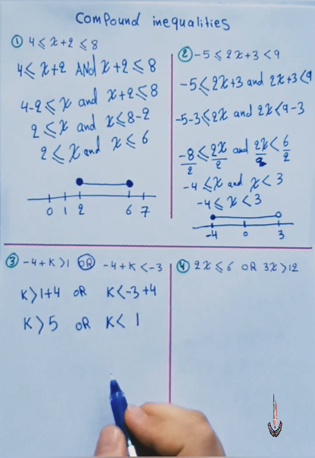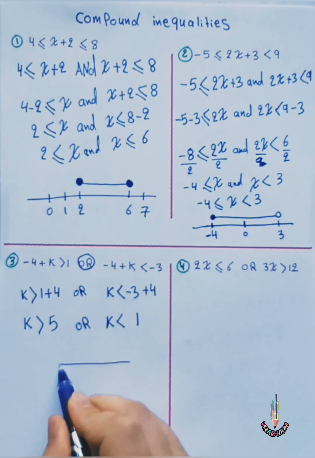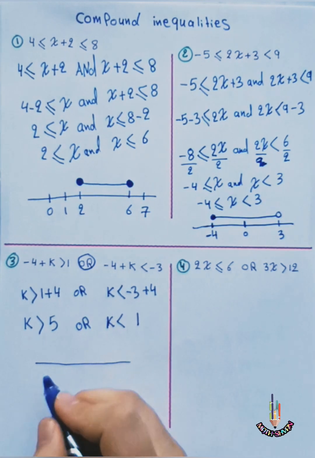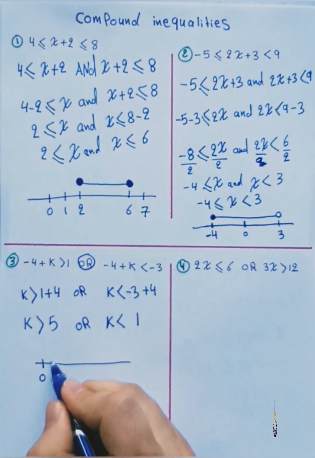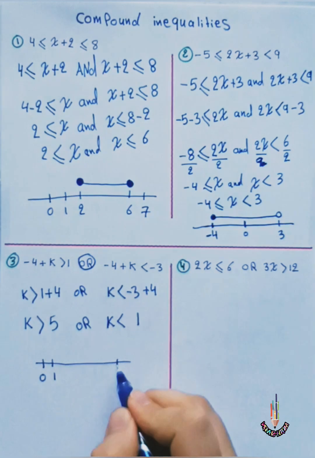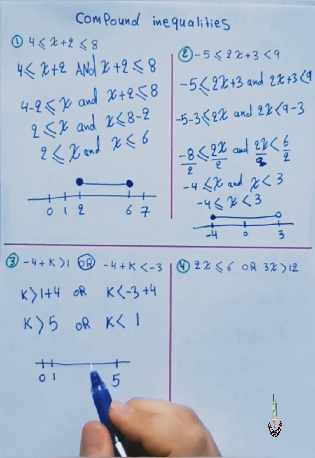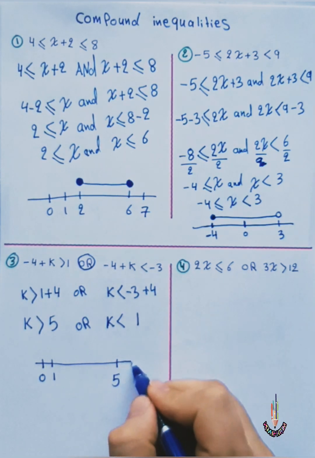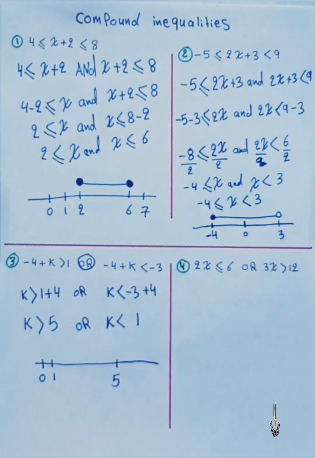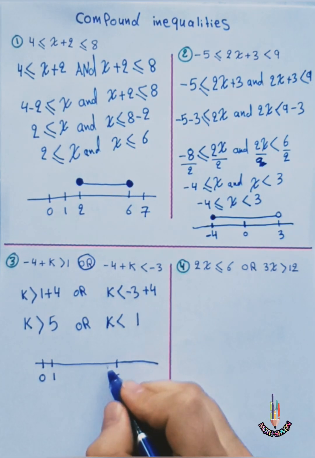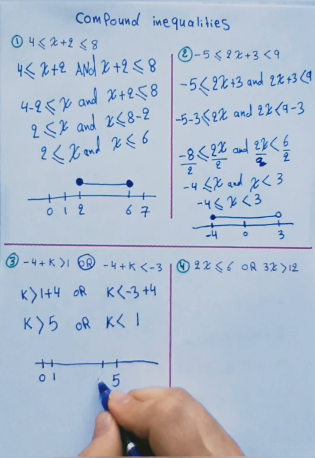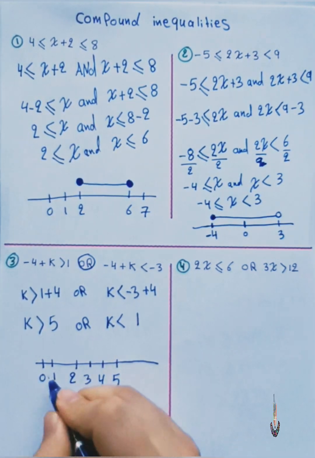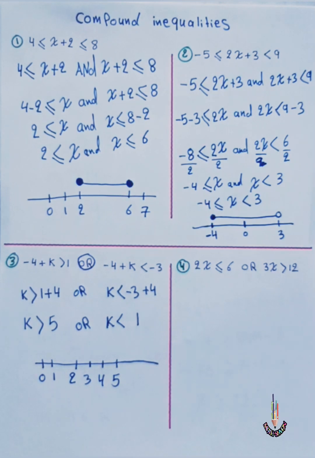When we graph the value of k on the number line, so this is 0, and this is positive 1, and this is positive 5. And this is 4, 3, 2, and this is 1.